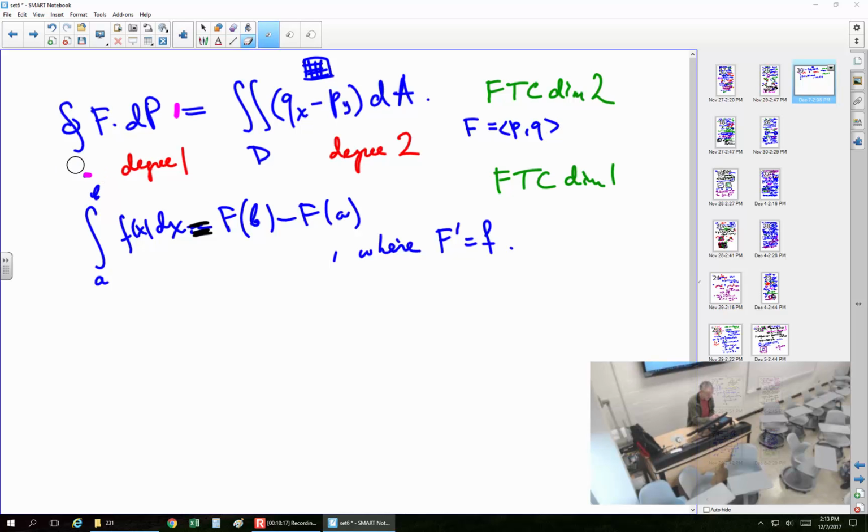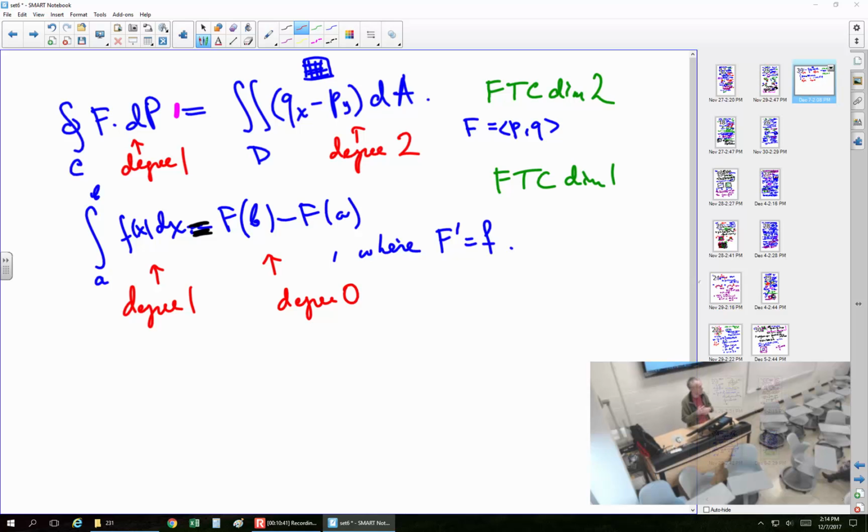The original fundamental theorem. Clearly this is degree 1. What about the right-hand side? You just call it degree 0? Degree 0, that's right. This is degree 0. There is no actual integration. We are talking just about points, and that's what informally you can refer to as a degree 0 integral.